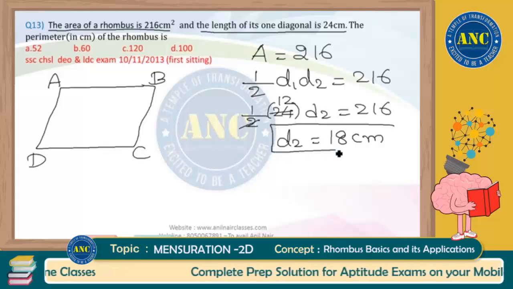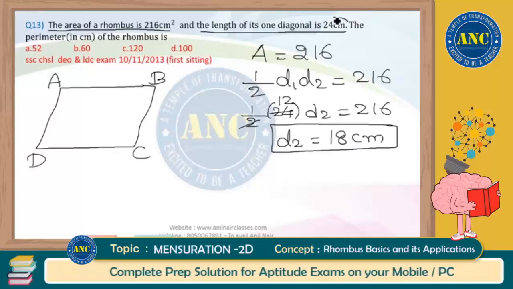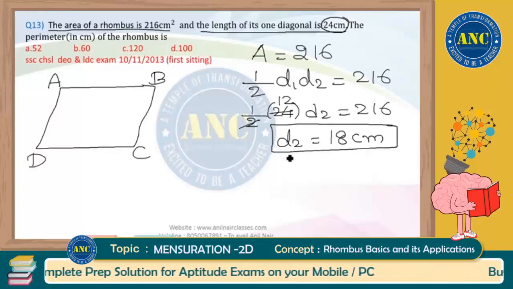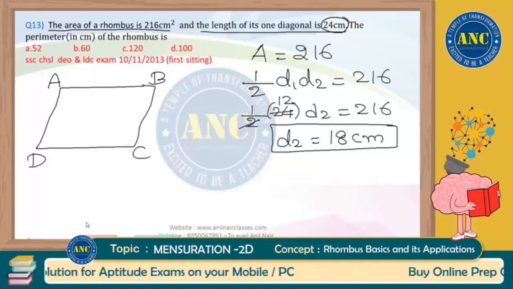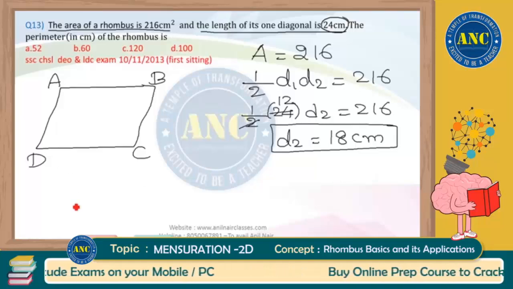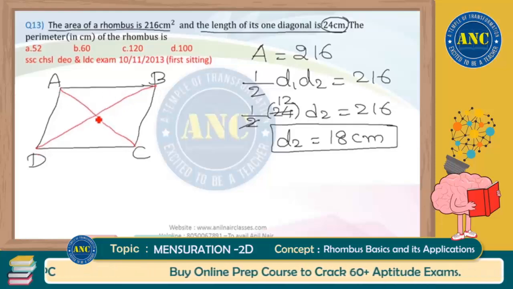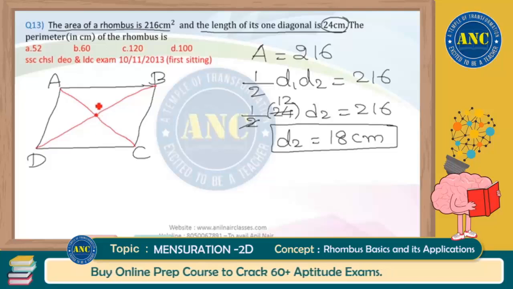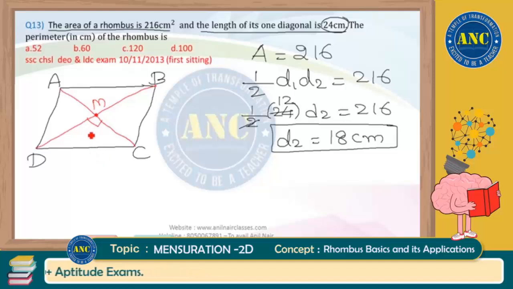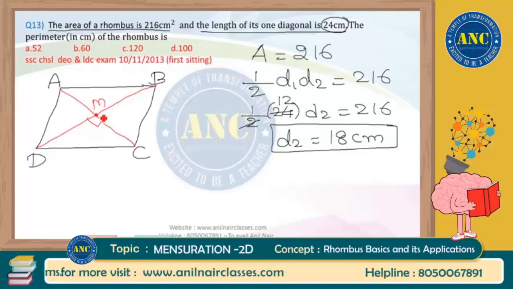That means the first diagonal is given in the question as 24, and the second diagonal is 18. Let me draw it right now. One of the diagonals is 24, another diagonal is 18. They both will intersect at M, and this will be a perpendicular bisector, so they intersect at 90 degrees and bisect each other. That means one diagonal of 24 is 12 and 12, and the other diagonal of 18 is 9 and 9.